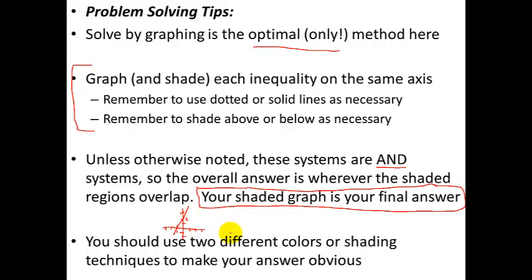And when you're doing two or more graphs on the same axis, you want to either use different colors for the shading, or you want to use some different kind of shading technique that makes it obvious, like crosshatch. So for one of them you shade this way, and for the other one you shade this way, so it's super obvious where they overlap, something like that.